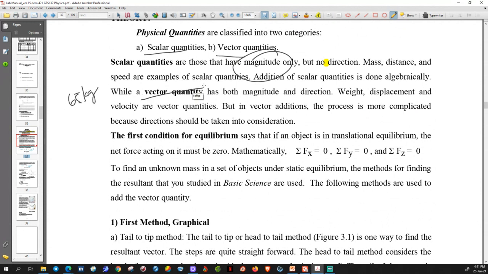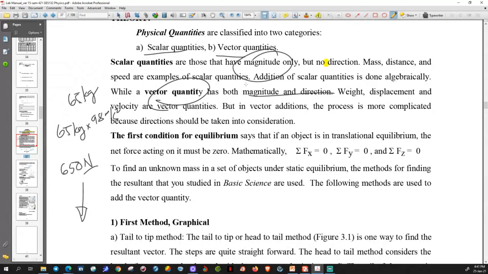When does it become a vector quantity? It becomes a vector quantity when you have magnitude and direction. If you take 65 kilograms and multiply by 9.8 meters per second squared, the acceleration due to gravity, this value becomes weight. Let's use the value 10, so it becomes 650 newtons. And the direction of weight is downward, so it becomes a vector quantity.